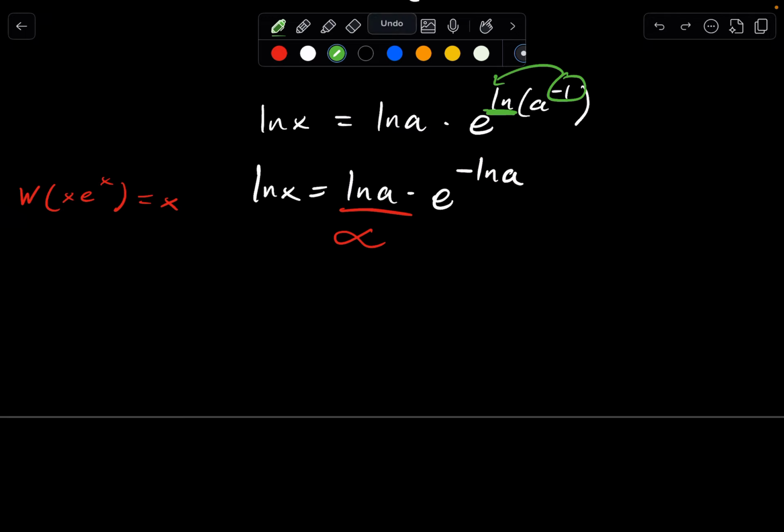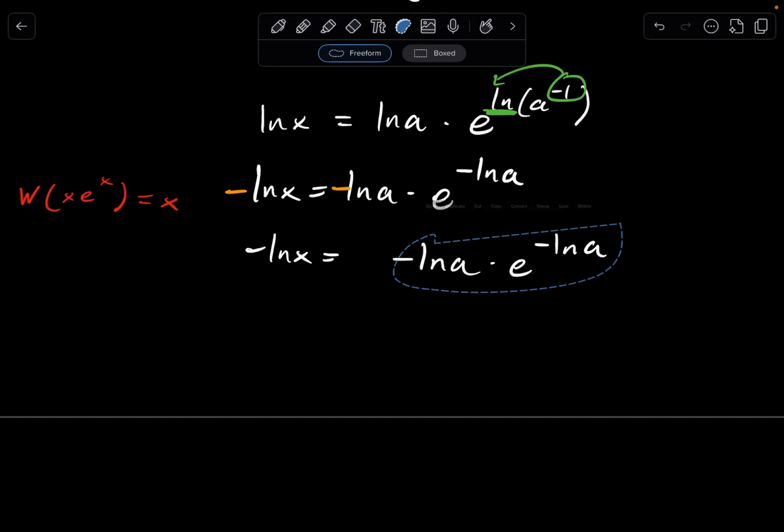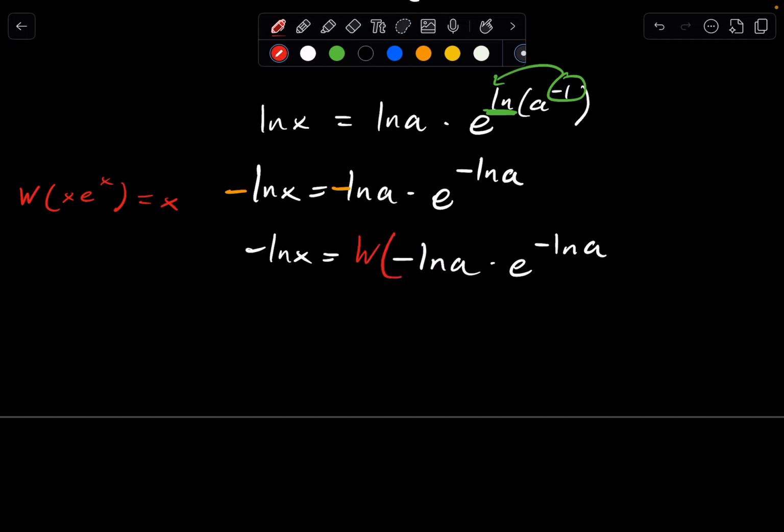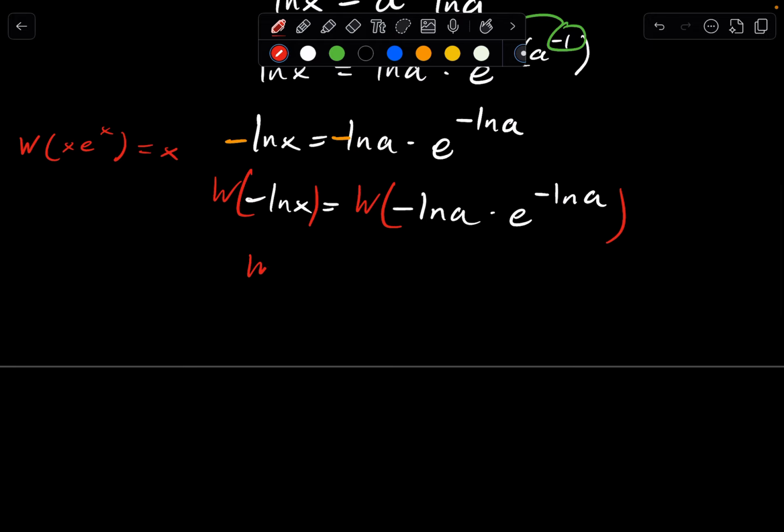Simple. We just multiply both sides by -1. We have negative, negative. So this gives us negative natural log of x is equal to negative ln of a times e to the negative ln a. Now we can finally take the Lambert W function just like this. We have Lambert W here, Lambert W here, and then on the left-hand side we get Lambert W of negative ln of x is equal to, what is something times e to the something, return the Lambert W of that. That gives us just that something. That gives us negative ln of a.